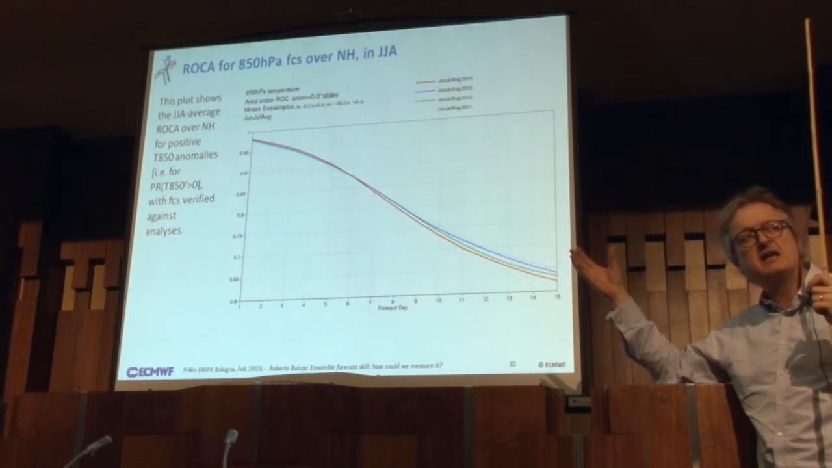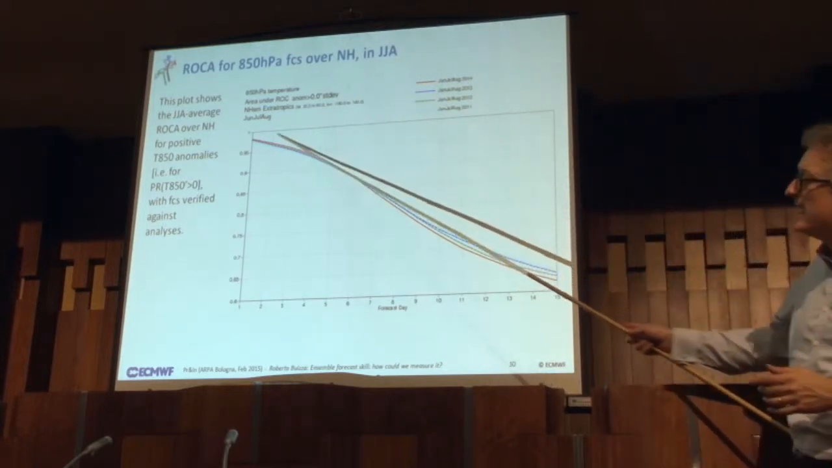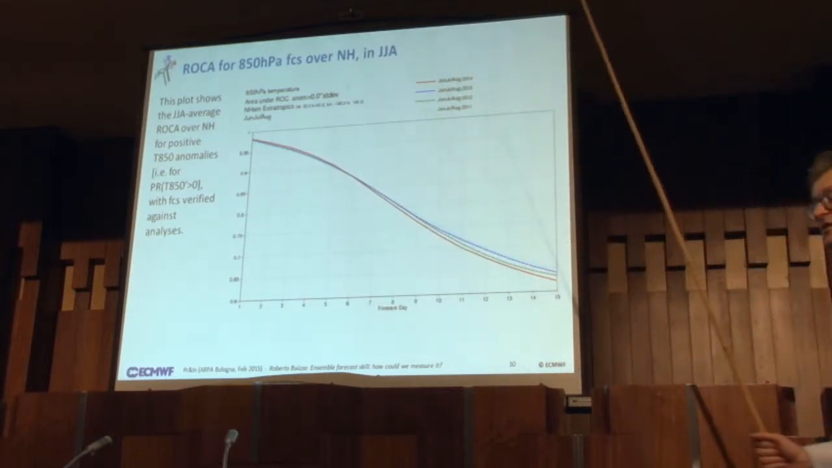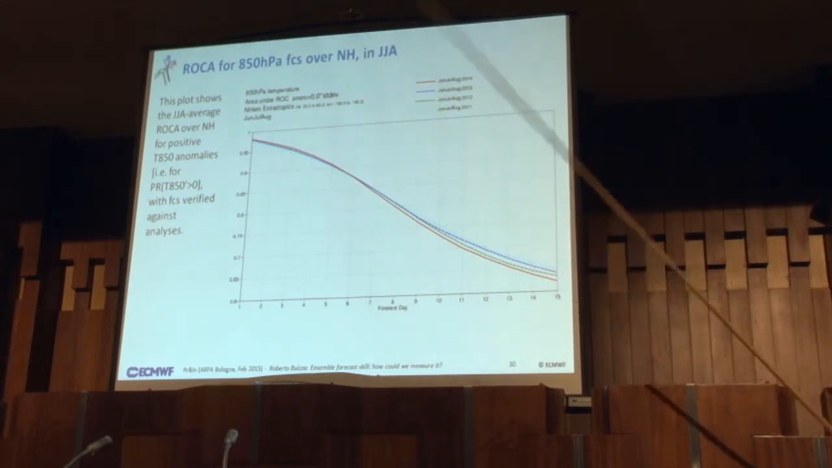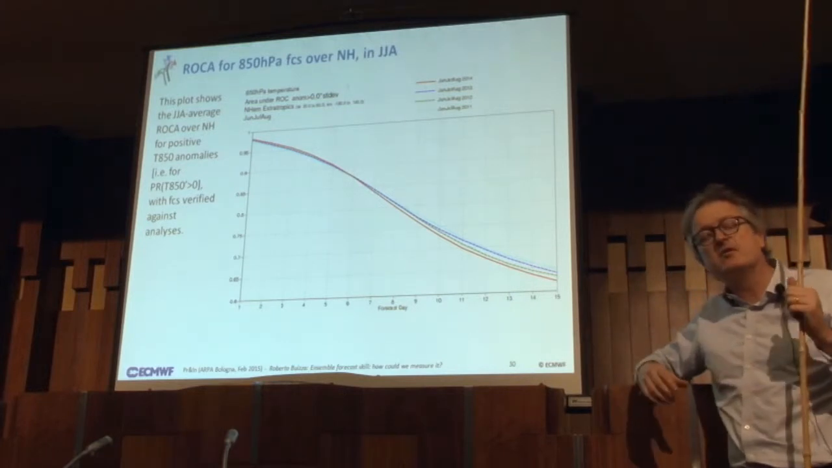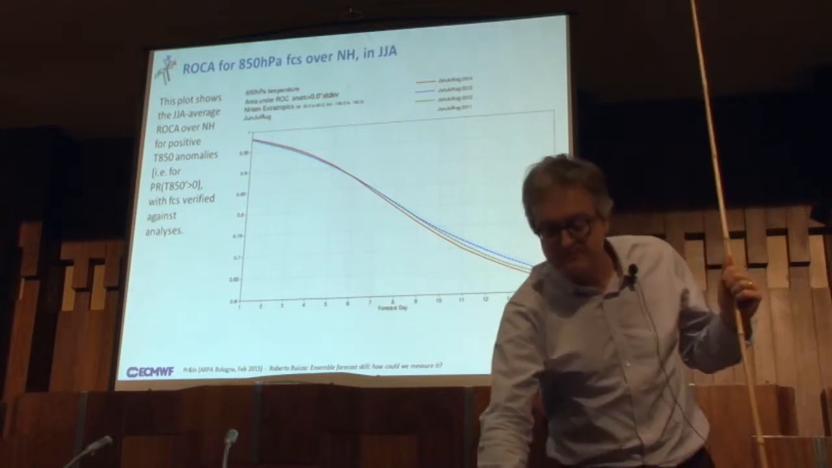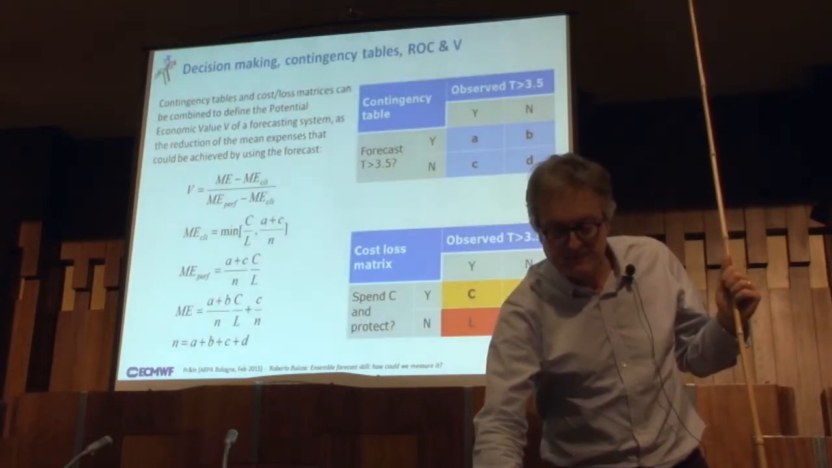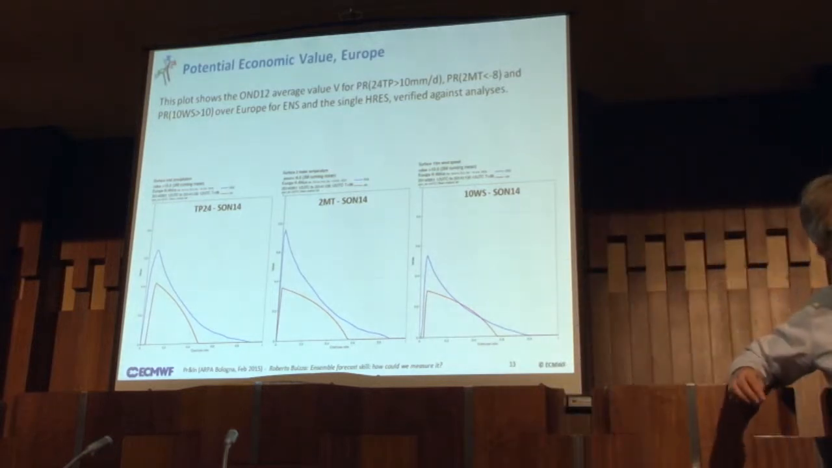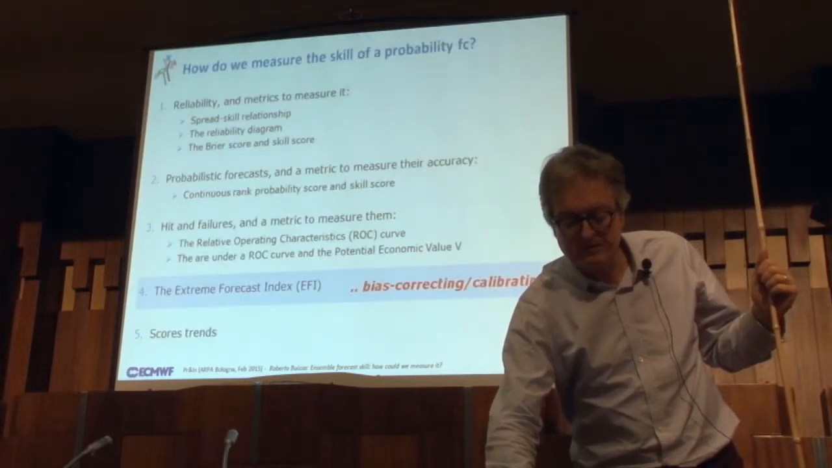But at the end of the day, if your system is skillful, it will have a high value with all measures. If it's not skillful, it will be low, and then maybe it will give you skillful or valuable information for certain users and not for others. And this is how these curves have been generated, by computing and comparing the economic value of the forecast.